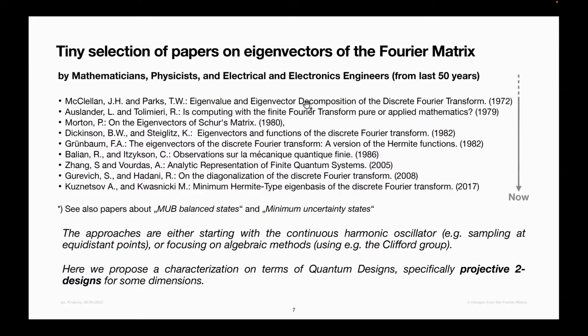Basically, you can say that they focus either on the physics, like the last one here from these colleagues, I think one of them is from Wadsworth. They focus on being as close as possible to the continuum case. Then you have what is called a Hermite-type eigenbasis, where I am doing something like sampling the continuous case at equidistant points and trying to orthonormalize them, and so on. There are, of course, also algebraic methods and number-theoretic methods, like Mor ton, in the Journal of Number Theory, and so on. Here I give a connection to another property, this projective 2-design property, which is not really algebraic in its definition.